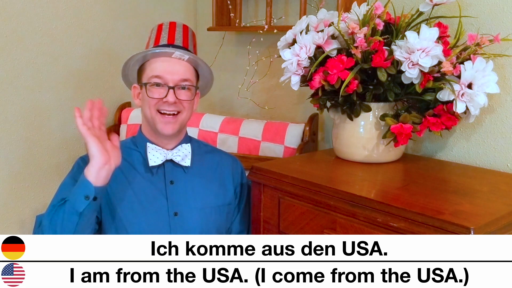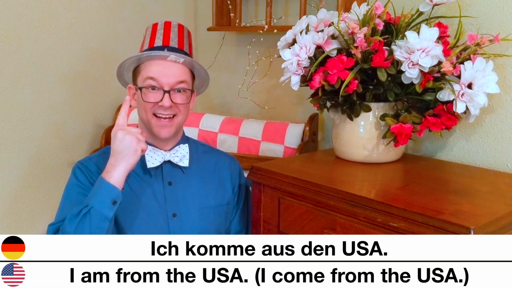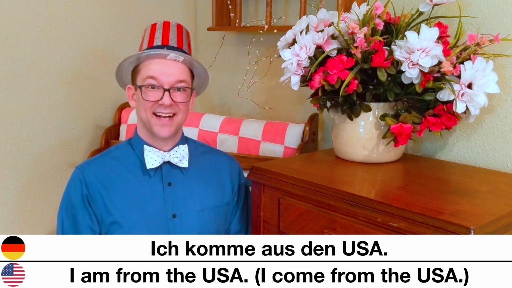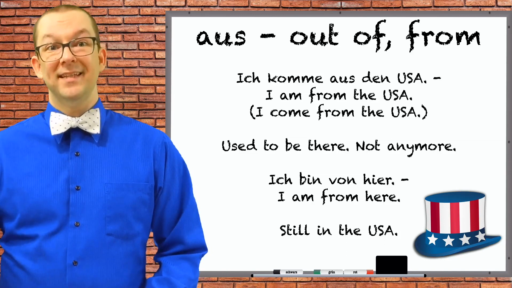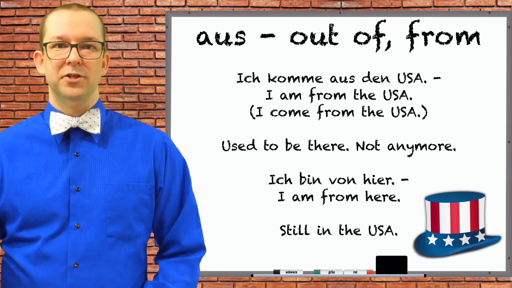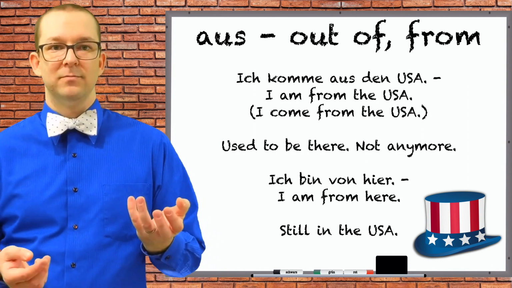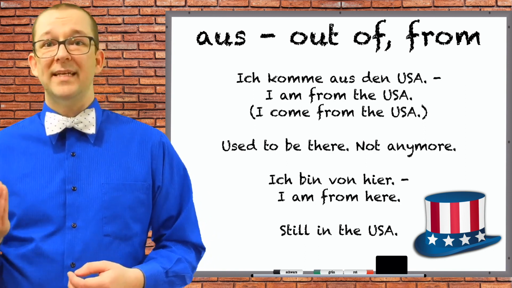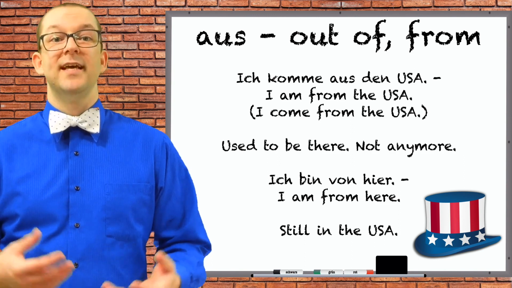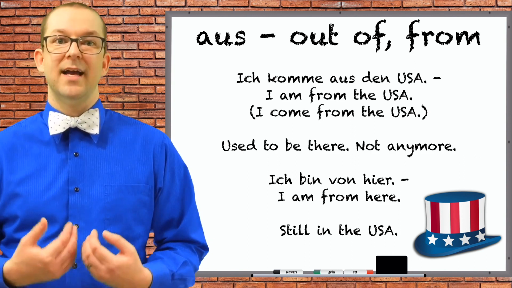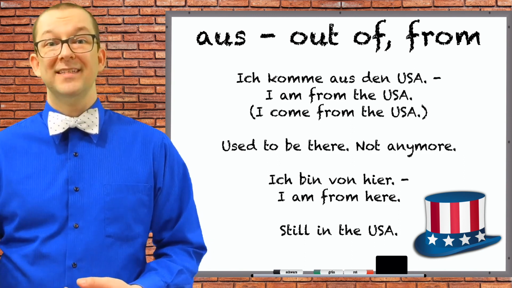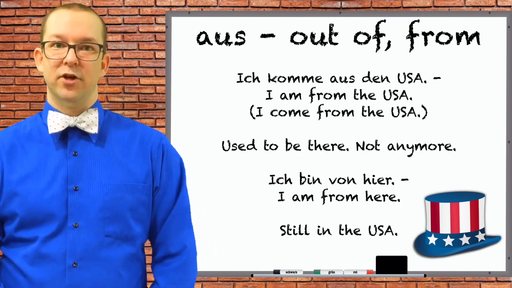Ich komme aus den USA. I am from the United States. I come from the USA. I was once in the United States. That's my place of origin. Now I'm expressing that I came out of that place with the preposition aus. And you can't say this while being in the United States because then you would say Ich bin von hier, I am from here, as you're currently still there. No exit had ever occurred.